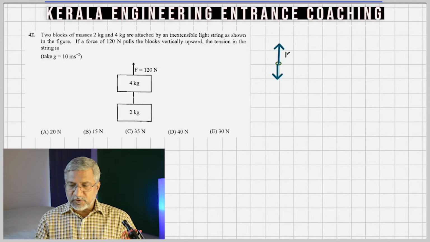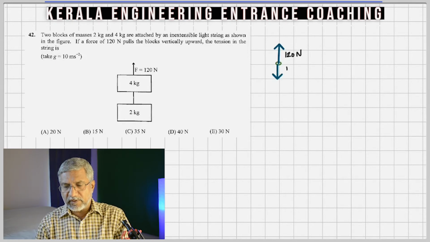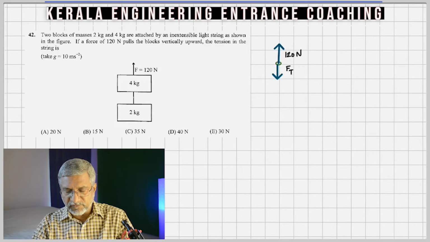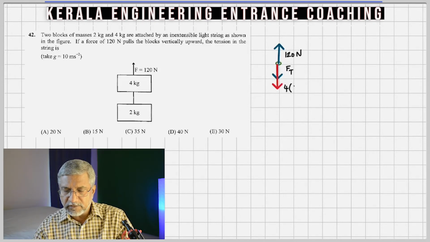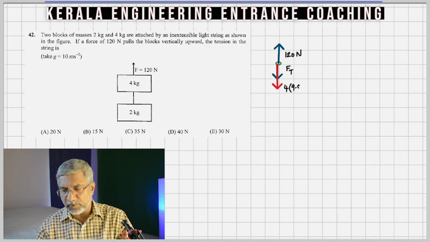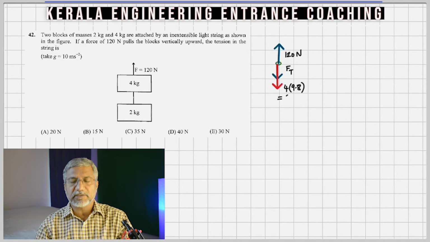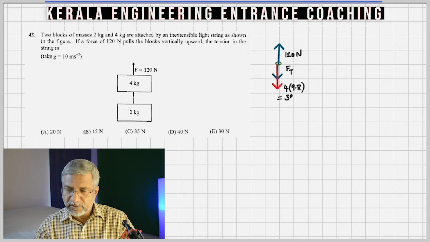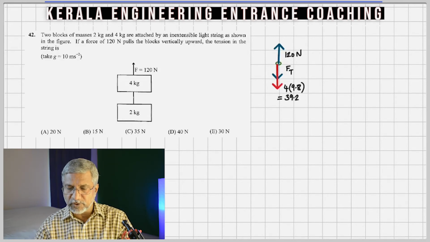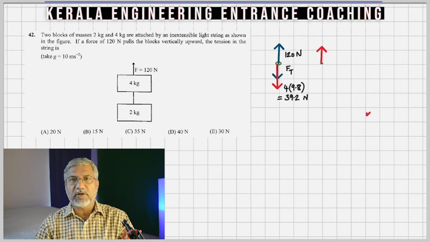I'm showing the forces. 120 Newton, that's on the 4 kilogram. Ft, and 4 times 9.8. That's the weight. How do you find the weight of an object? Mass times acceleration due to gravity. That gives 39.2 newtons. Those are the forces on the 4 kilogram.